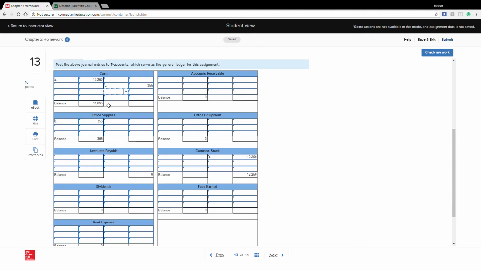Next one, we have office equipment and accounts payable. So office equipment, C. And again, be prepared, you will have blanks. So do not get scared, do not try and fill them in. It is pretty normal that the blanks will happen.